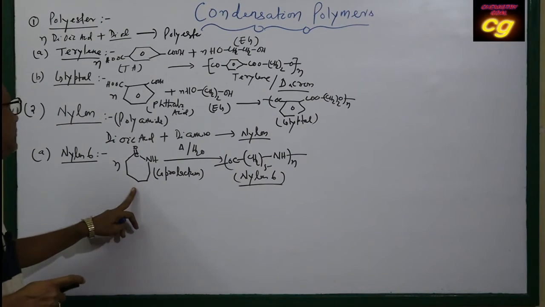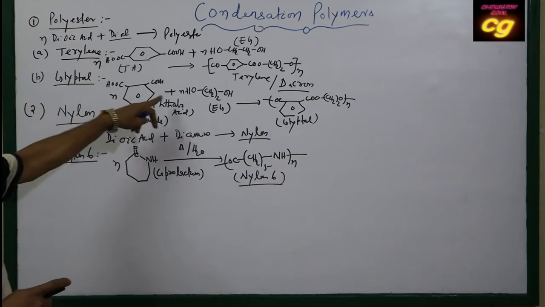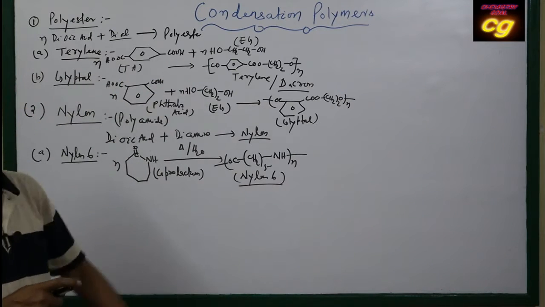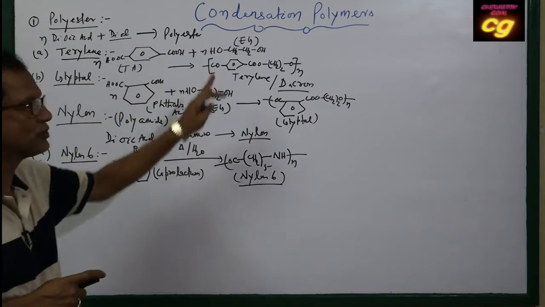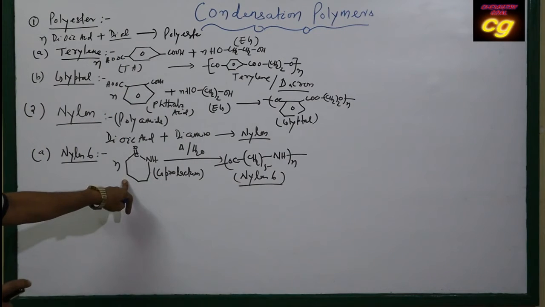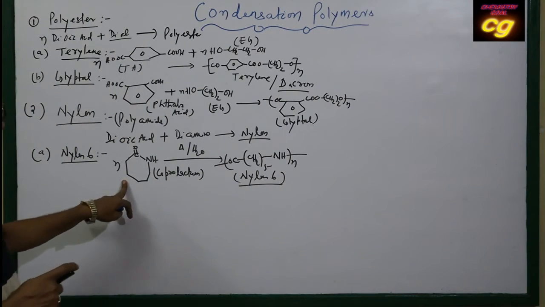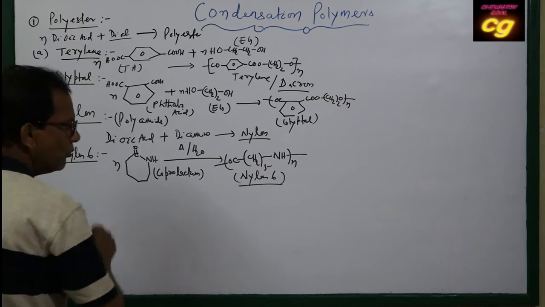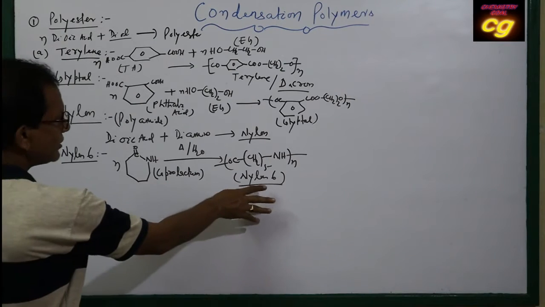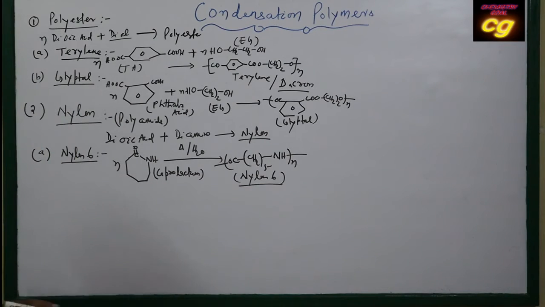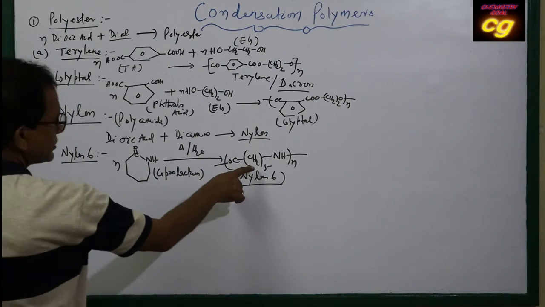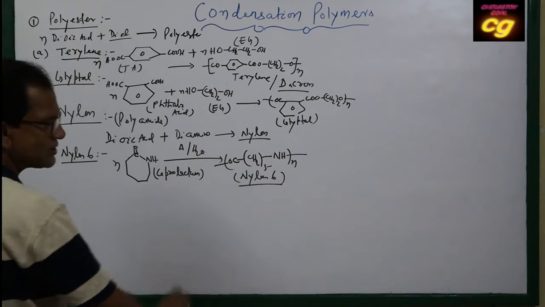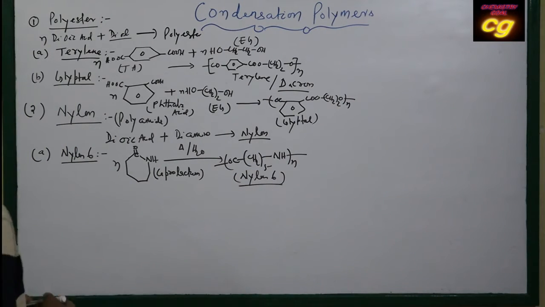It is a homopolymer, whereas glyptal and terylene are called copolymers because different monomers combine, but here it is one monomer, that is caprolactam. It is one example of a homopolymer. The name is nylon 6, where 6 indicates 6 carbon atoms: (CH2) whole 5 carbon and CO also 1 carbon, that is 6 carbon. So this is called nylon 6.